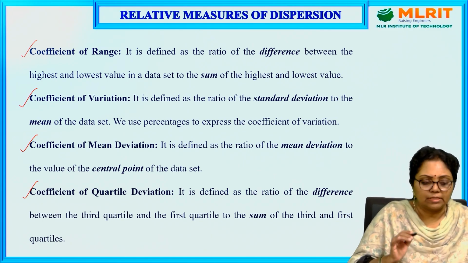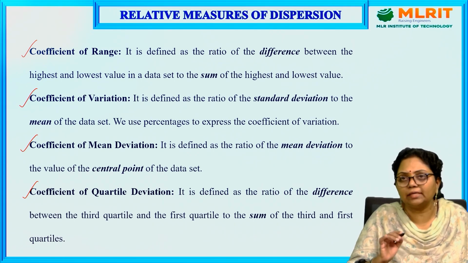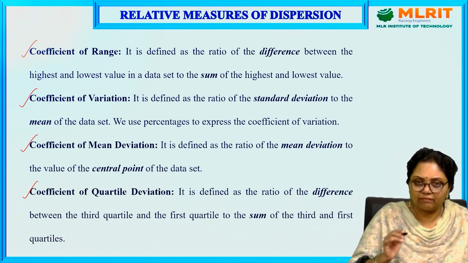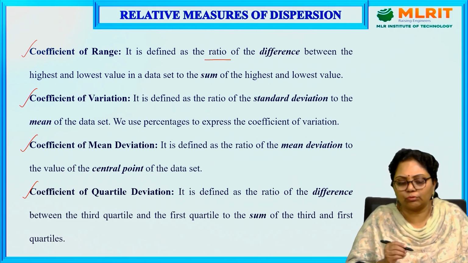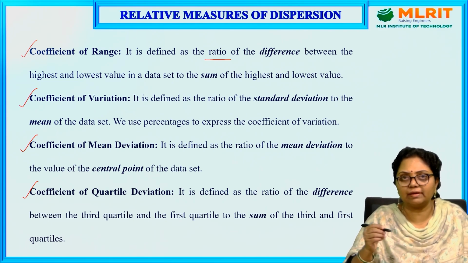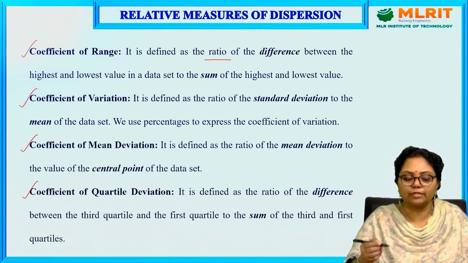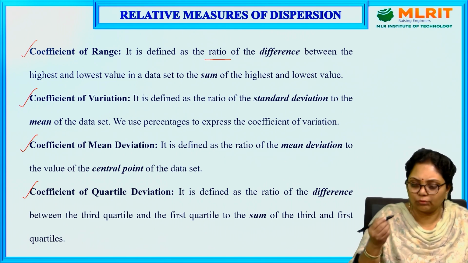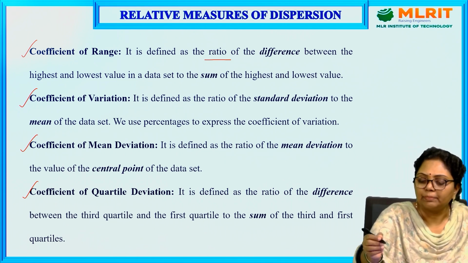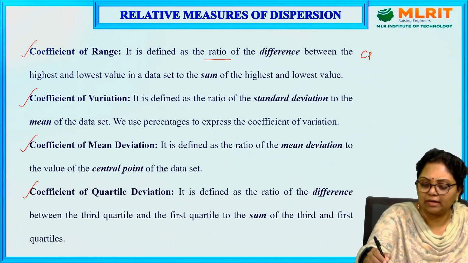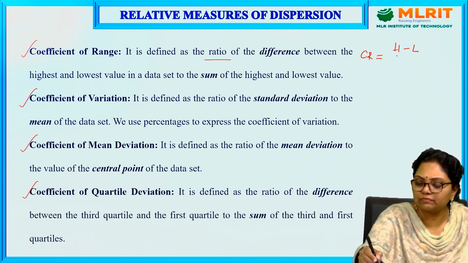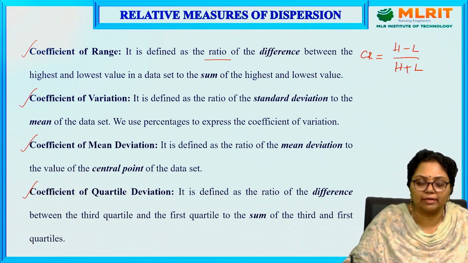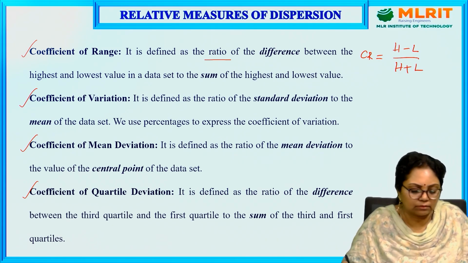Now what is this? Range, we know the formula. Range is the highest value minus lowest value. But when it comes to quotient of range, we define it as the ratio of the difference of highest value and lowest value in the data set to the sum of highest value and lowest value. As a formula, quotient of range, CR, is equal to highest value minus lowest value divided by highest value plus lowest value. This is the formula we can use for calculating the quotient of range.